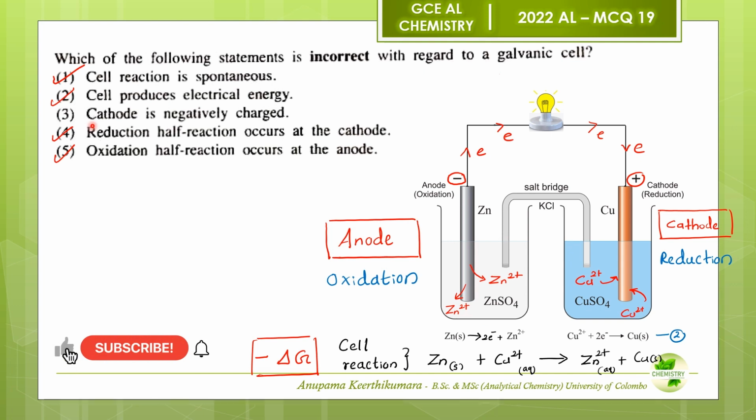Third statement, cathode is negatively charged. As you can see, always in these galvanic cells, anode is negatively charged while cathode is positively charged. Therefore, third statement is not correct. Answer for this question is number 3.